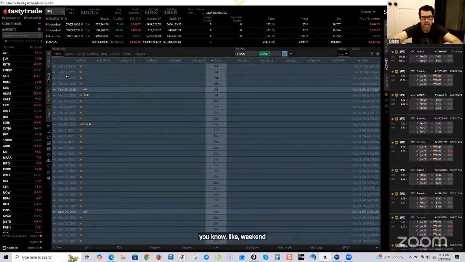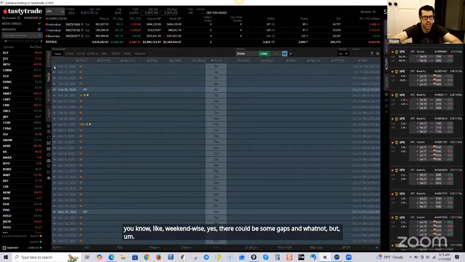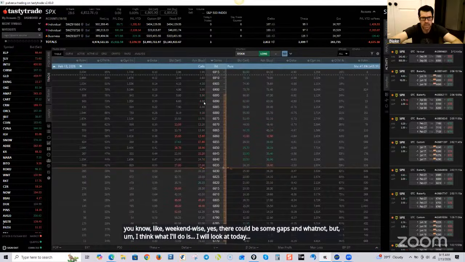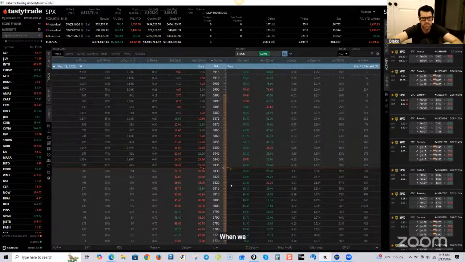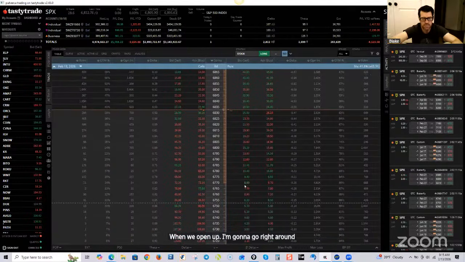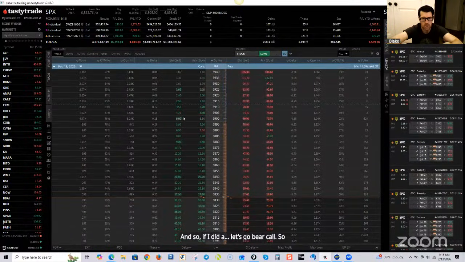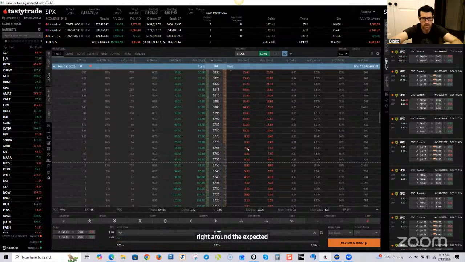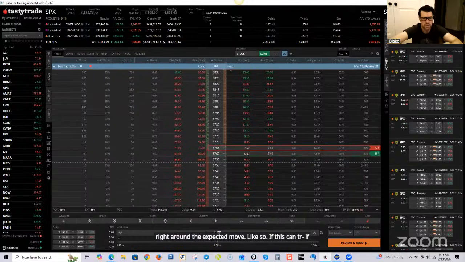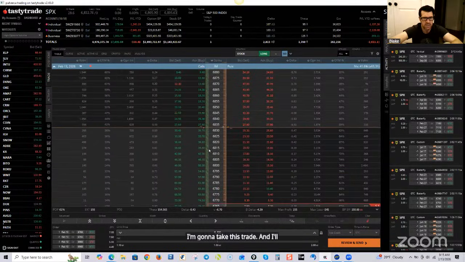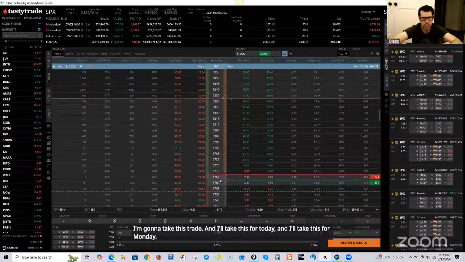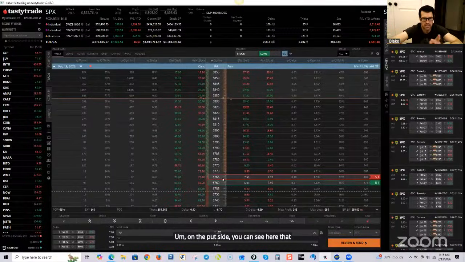Weekend wise, yes, there could be some gaps and whatnot, but I think what I'll do is I will look at today. When we open up, I'm going to go right around a 20 delta. And so if I did, let's go bear call, so if I did a bear call right around the expected move, like so, if this trade offers me 250 or better, I'm going to take this trade. And I'll take this for today and I'll take this for Monday. On the put side, you can see here that this is an 18 delta.